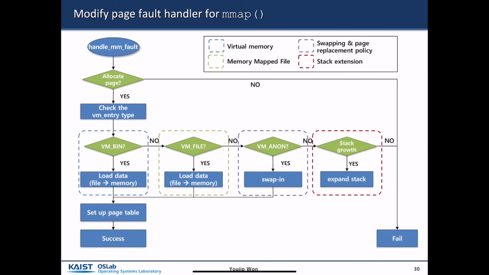Okay, so this is the final form of the page fault handler for mmap. This is the complete form of page fault. It implements the page fault handling feature for every page type: binary page, file page, anonymous page, and stack growth. So if you implement all these features, then you are done with implementing virtual memory.